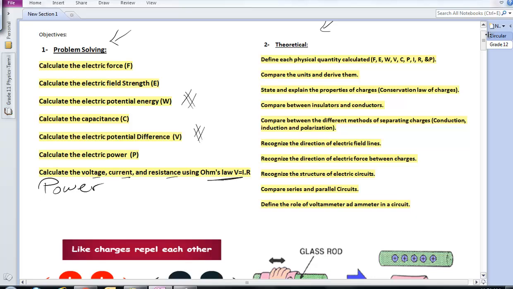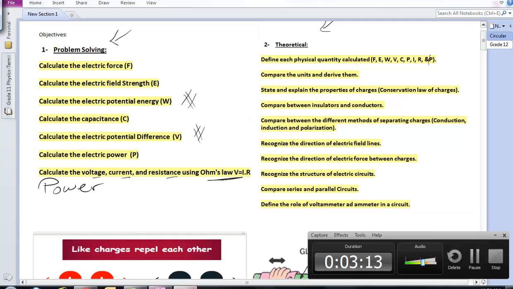So our objectives for today would be to define each physical quantity calculated here in the problem solving, such as the electric force, electric potential energy, electric potential difference, capacitance, current, resistance, and power. You need to be able to define all of these values. Then you need to be able to compare the units and to derive them. So comparing the units and deriving them would be very important.